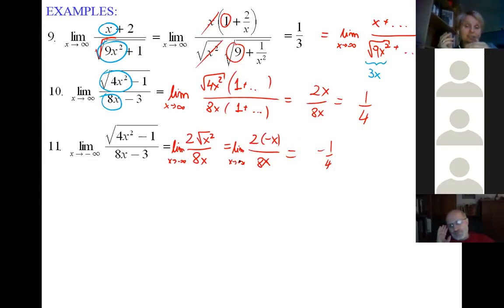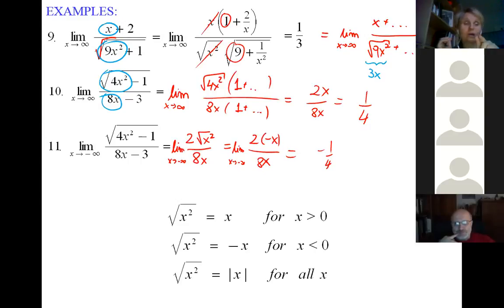In this case, the limits positive 1/4 and negative 1/4 are two different asymptotes. One is at positive infinity, one is at negative infinity. Please make note of this simplification. We can't just focus on the first line and say the square root of x squared is x. It's x, but only if x is positive.